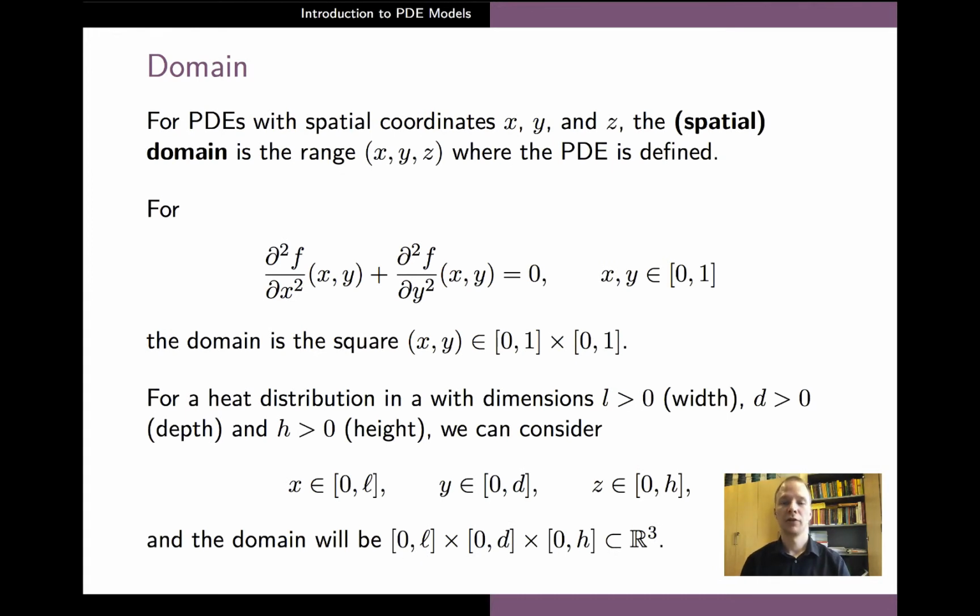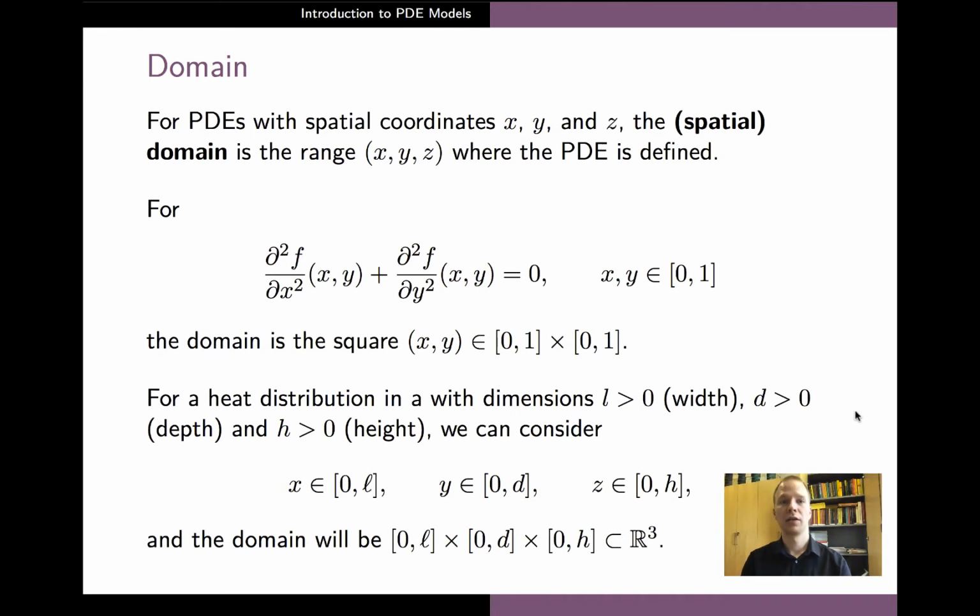If the PDE involves spatial variables such as x, y, and z, then the spatial domain of the equation means the range of these coordinates for which we want to find a solution. And the domain itself is usually denoted very clearly when the equation itself is presented. For the first equation on this slide, the domain of the equation would be the unit square ranging from 0 to 1 in both of the coordinates x and y.